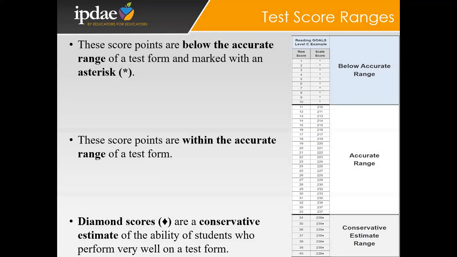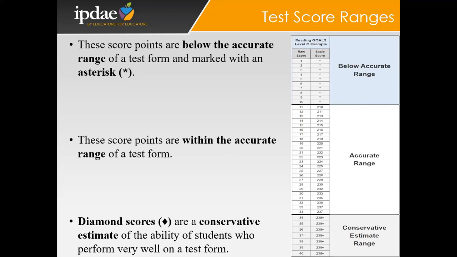Every test form has a unique raw to scale score conversion. Like I mentioned earlier, raw score is the number of correct answers on a test, and scale score is that 3-digit number that we use for placement and reporting purposes.